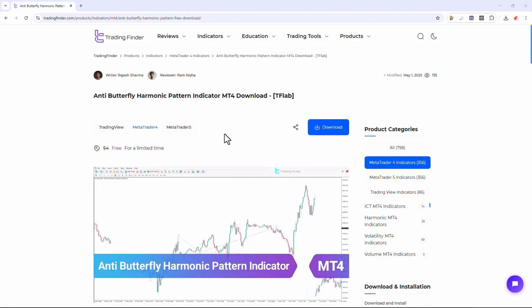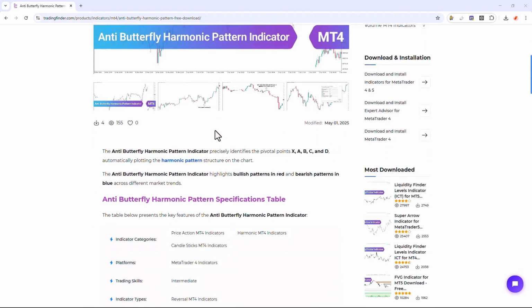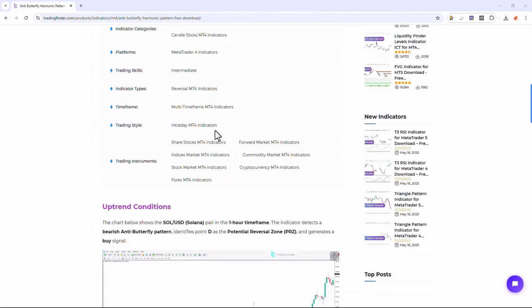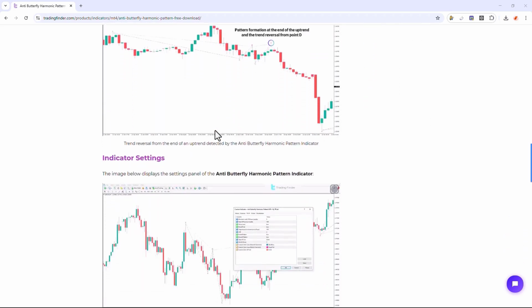the anti-butterfly harmonic pattern indicator, which is offered for various platforms on the TradingFinder website. From this section, you can download the indicator file for MetaTrader 4 and MetaTrader 5 platforms and run it on your chart. Traders can also read this page to learn about how the indicator works and its functionality.